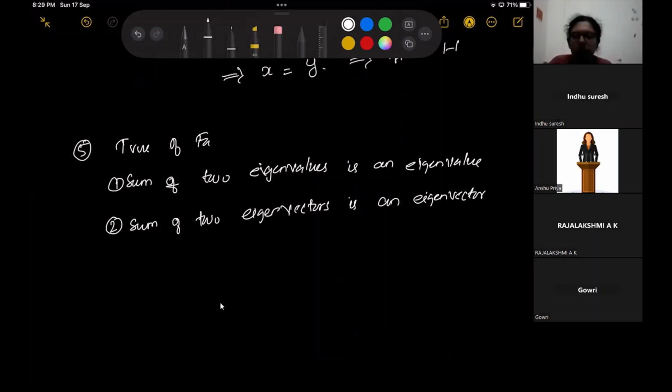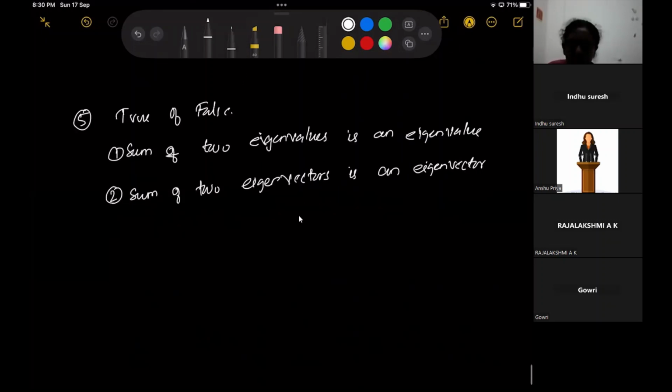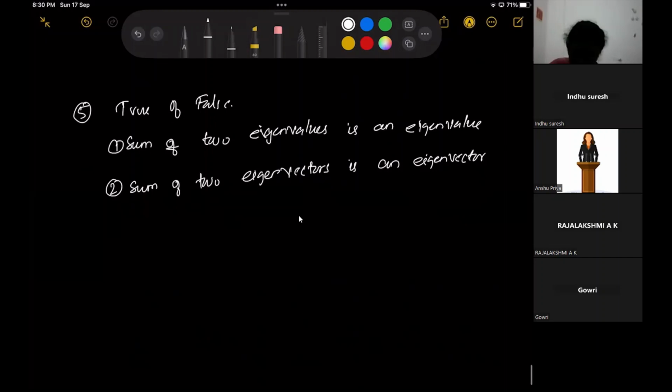So the question is to check whether the statements are true or false. The first question is: sum of two eigenvalues, whether it is an eigenvalue, and sum of two eigenvectors, whether it is an eigenvector. So what do you think? Is this true, or any of this true? You can think about examples also, like sum of eigenvalues, whether it will be an eigenvalue, and in the same way eigenvectors.